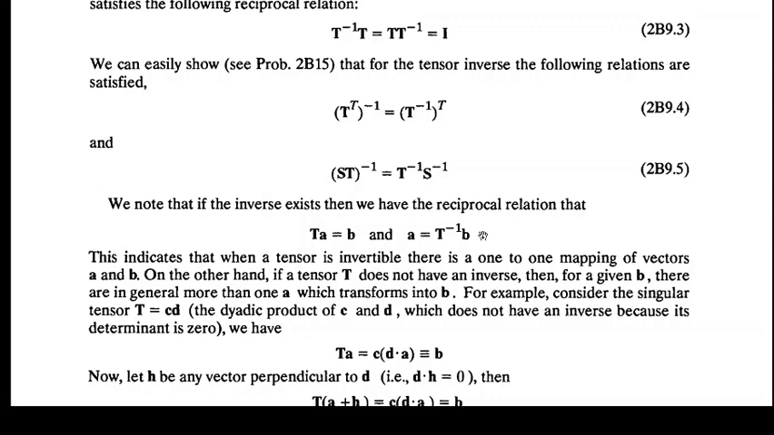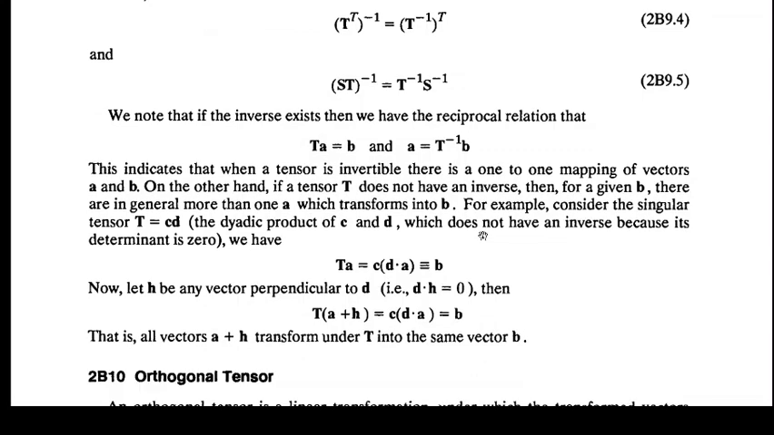For example, we know that the dyadic product CD, let us write it as T, has no inverse because its determinant is 0. So now we will see that this inverse does not exist, and that any vector B which is an image will have more than one pre-image, in the sense that two different vectors will be transformed by this dyadic product onto the same vector B.